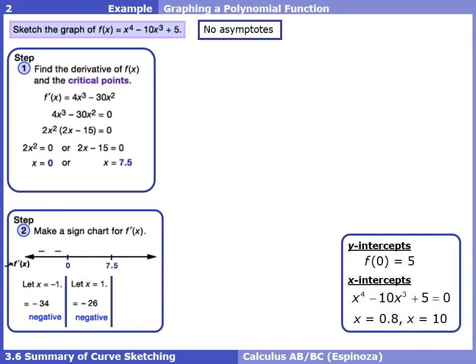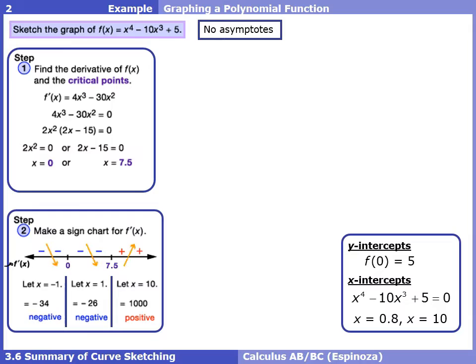In between 0 and 7.5, I'll pick 1, and when you plug that into the first derivative, you'll get -26. If you plug in a number to the right of 7.5, I'll pick 10. You'll get 1,000, but really all I care about is that that is positive.